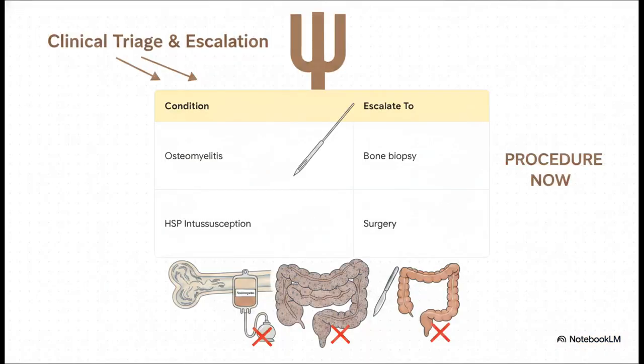Drill 3. For suspected osteomyelitis, observation or empiric antibiotics are actually unsafe. Escalation to a bone biopsy is required first to ensure targeted therapy. For Henoch-Schönlein purpura, observation is safe when symptoms are confined to a purpuric rash and arthritis. But escalation to surgical management is required when ileo-ileal intussusception occurs. The clue is small bowel involvement. Unlike ileocolic intussusception, it can't be treated with an enema and requires an OR.